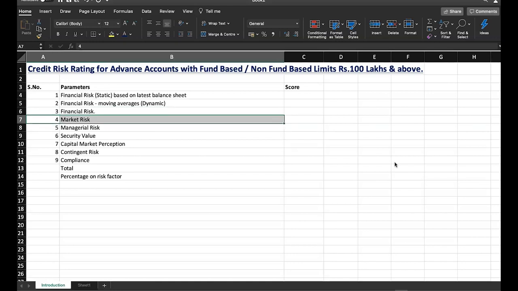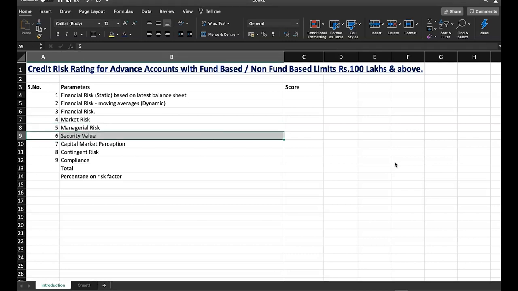The fourth parameter is market risk, where they study the competition, industry cycles, regulatory risk and technology related to the borrower. In the fifth parameter, the managerial risk, they focus on expertise and track record. In the sixth parameter, the security value, they take into consideration the security comfort or inadequacy they have with the primary and collateral securities. Of course, they also take into consideration the guarantees. Then the seventh parameter is the capital market perception, which is applicable for listed entities, where they dwell into the dividend payment track and PE ratio.